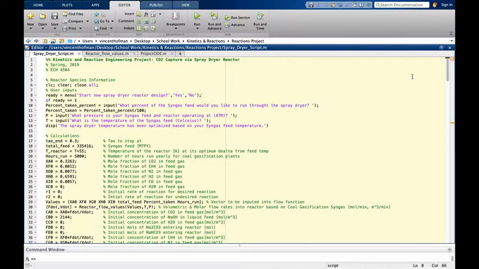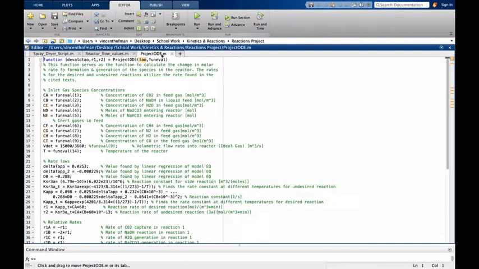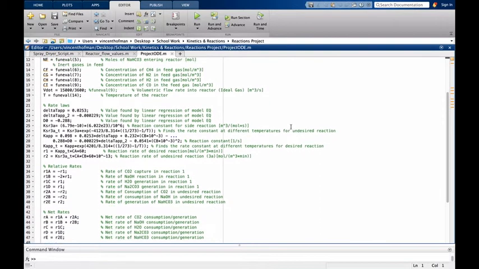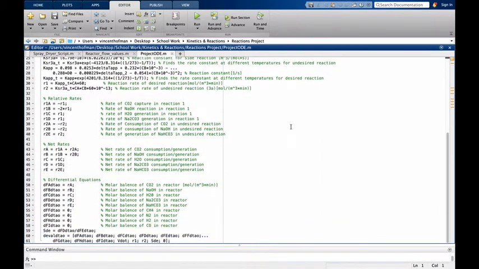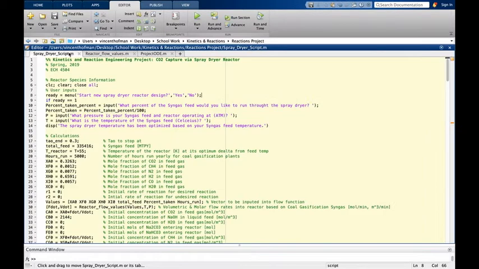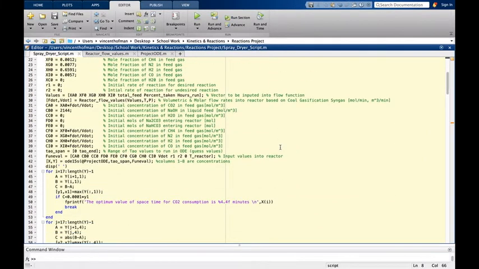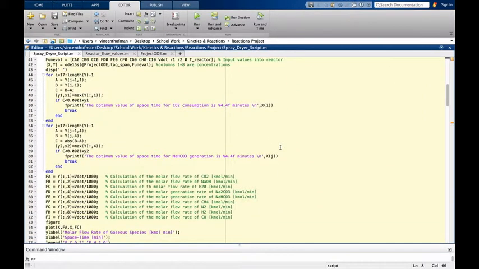The concentrations are then sent to the ordinary differential equation function. The ODE function uses the desired and undesired reaction equations to find the molar flow rates and the molar generation rates for each species in the reactor. These values are exported to the script file and used to create the first 2 figures. The optimum value for spacetime was found when the derivative of figure 1's curve dropped below 0.1% of the inlet carbon dioxide concentration.